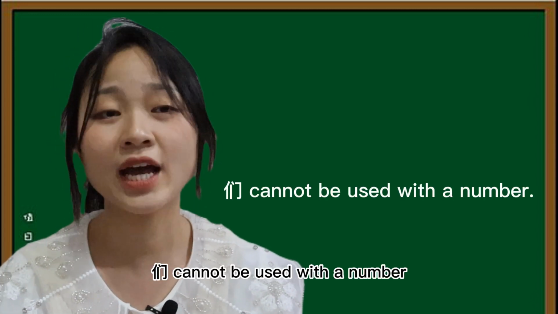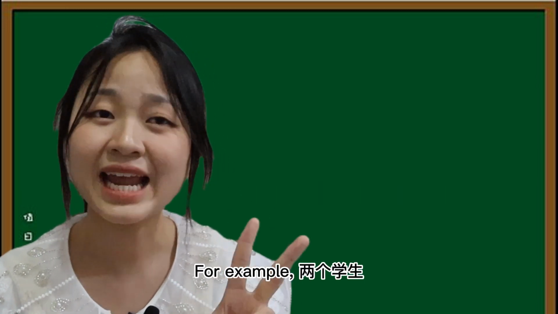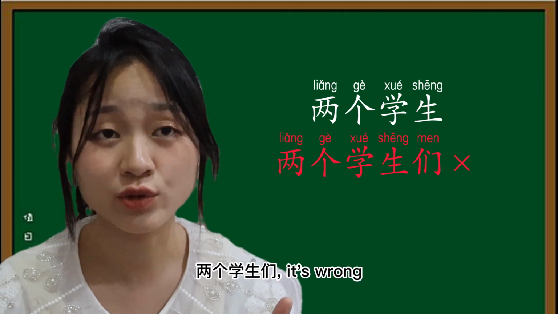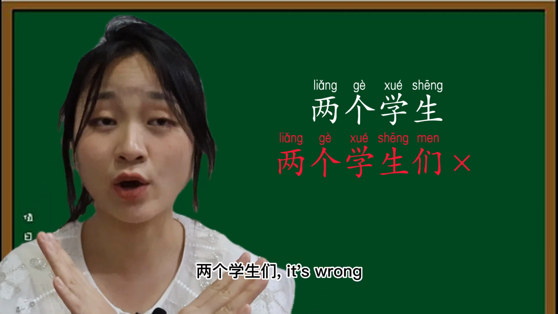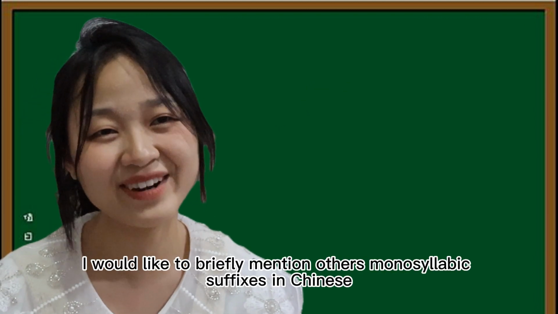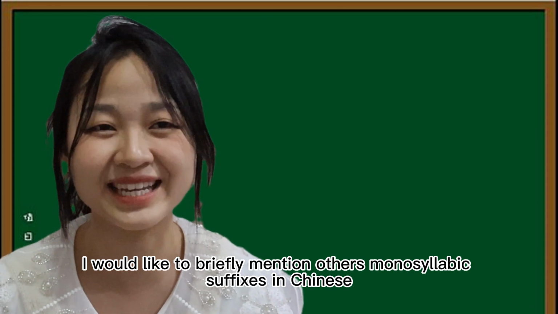However, 们 cannot be used with a number. For example, 两个学生, 两个学生们, no, it's wrong. Apart from the suffix 们, I would like to briefly mention other monosyllabic suffixes in Chinese.